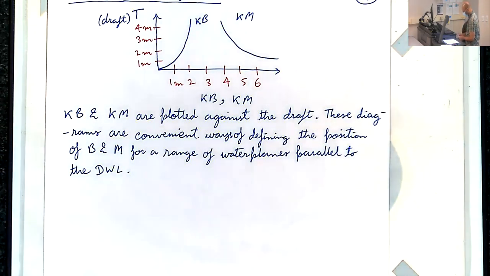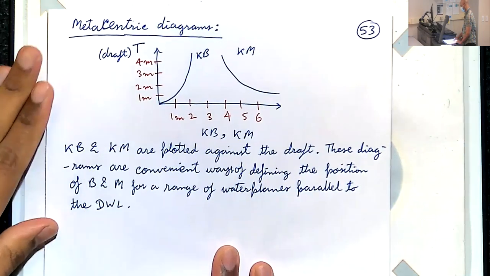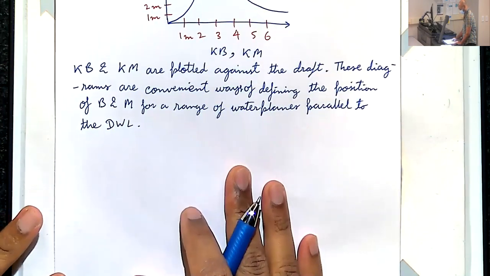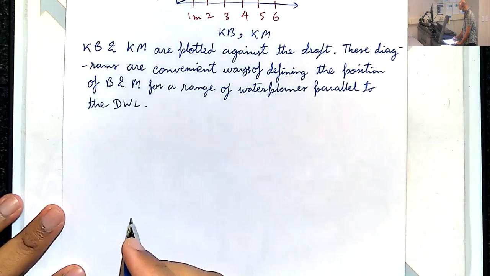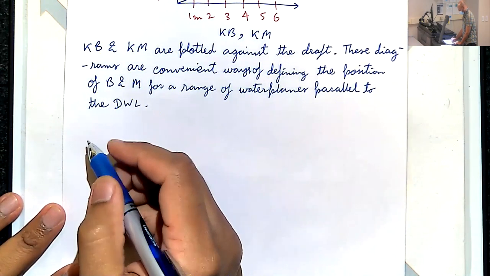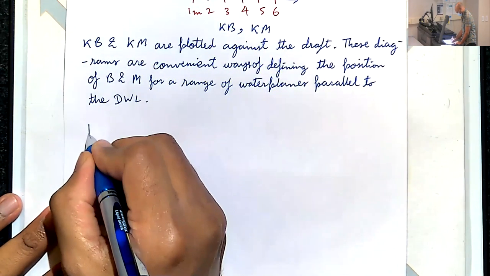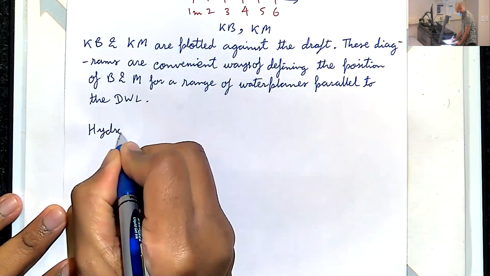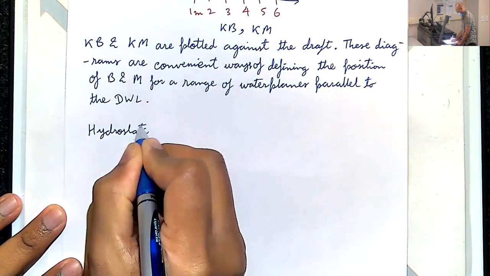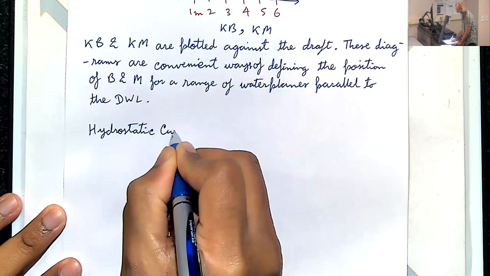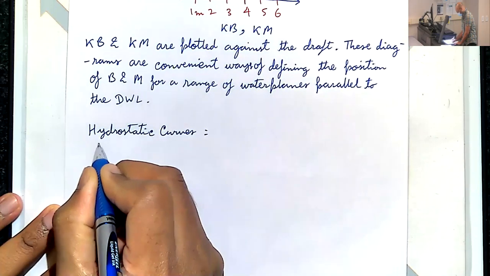So the diagram just helps us very quickly determine the location of B and M, depending on what our waterline is. Okay, so that's what's called metacentric diagrams. Another type of diagram you might have is hydrostatic curves.